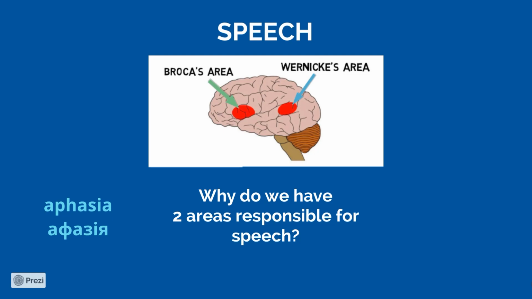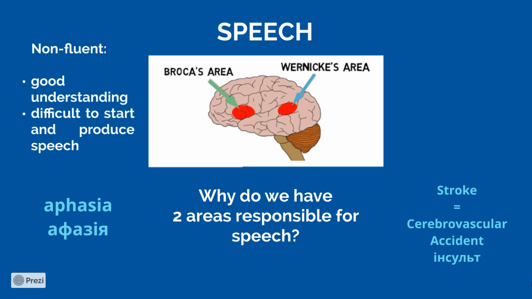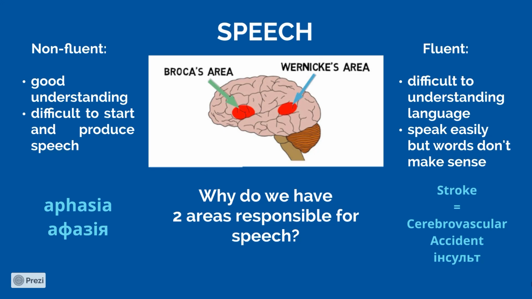Most often they are caused by the stroke, a colloquial term, or cerebrovascular accident, a medical term, which is insult in Ukrainian. So Broca's aphasia is a non-fluent type of aphasia, which means that a person understands well but has difficulties saying something. It's hard to start and produce speech. On the contrary, Wernicke's aphasia is a fluent type of aphasia, which means that a person speaks without a problem, but his or her speech is meaningless, so you don't understand what the person says. You can find the links to the examples of such disorders in the description.